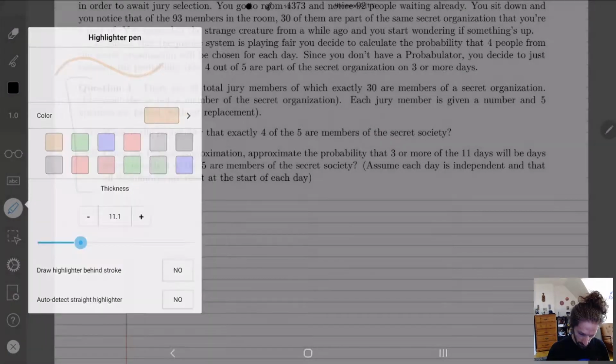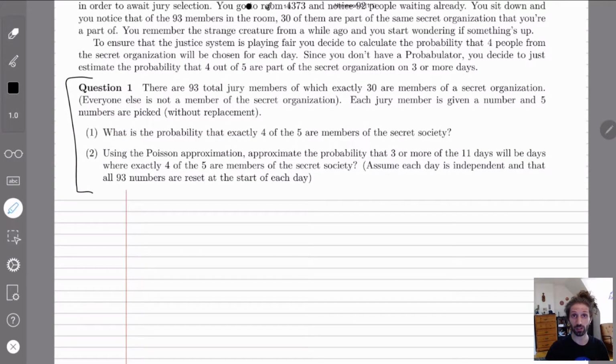So first things first, let's see what to highlight. We're told there are 93 total jury members, 30 of which are members of a secret organization, and everyone else is not a member of the secret organization. So basically this is giving me my numbers of everything. Each jury member is given a number. So I know there's 93, so there's 1 through 93 in essence. You can choose what your numbers are, it doesn't really matter.